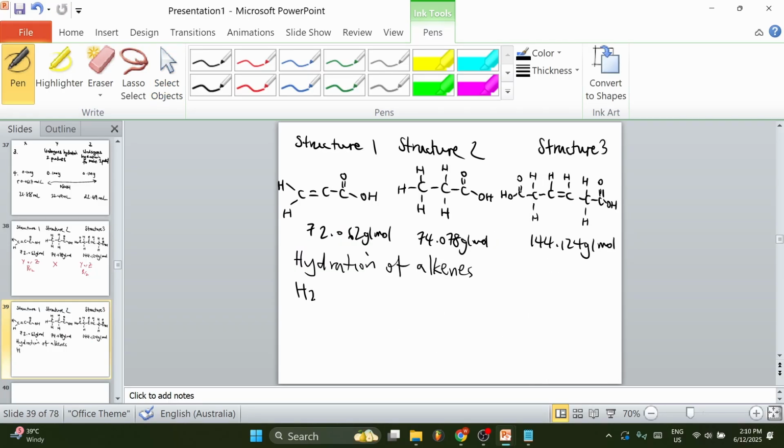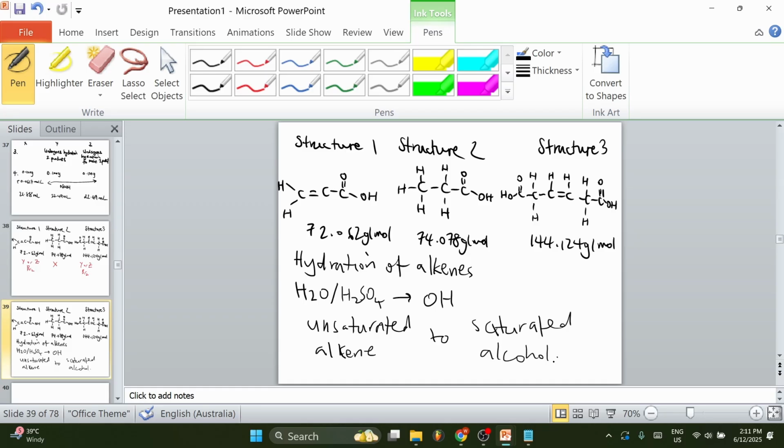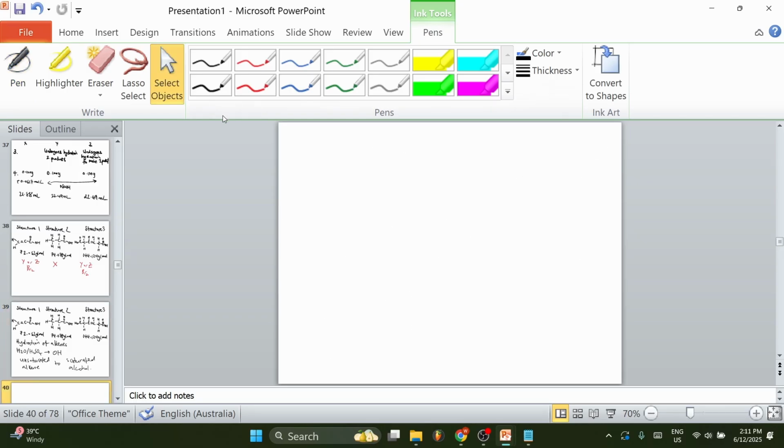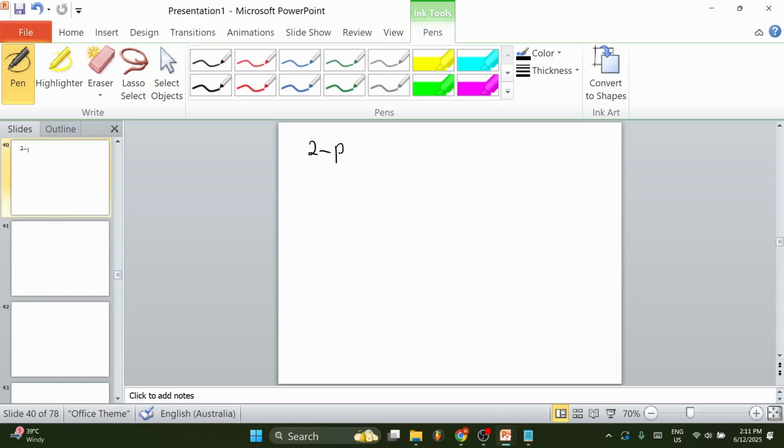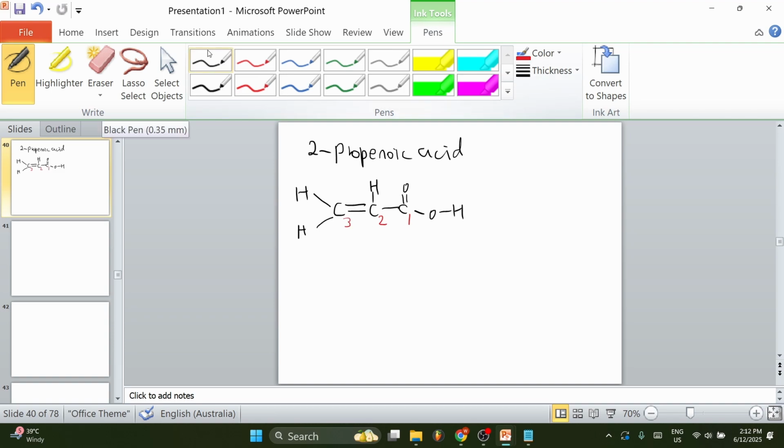Hydration is typically done with H2O and H2SO4, which provides you with an alcohol. So we are going from an unsaturated alkene to a saturated alcohol, and that is the transformation. Let's look at structure 1 to begin with, and then we'll finish up with structure 3. So structure 1 is 2-propenoic acid. So the priority number goes 1, 2, and 3. Now we're going to transform that to an alcohol.